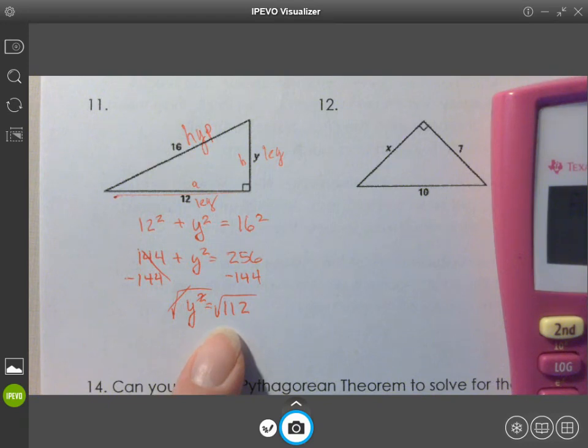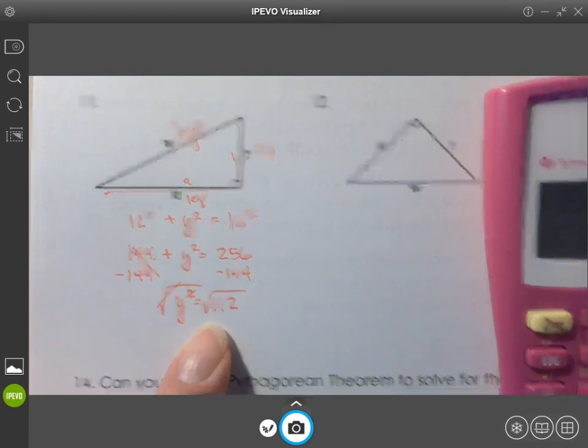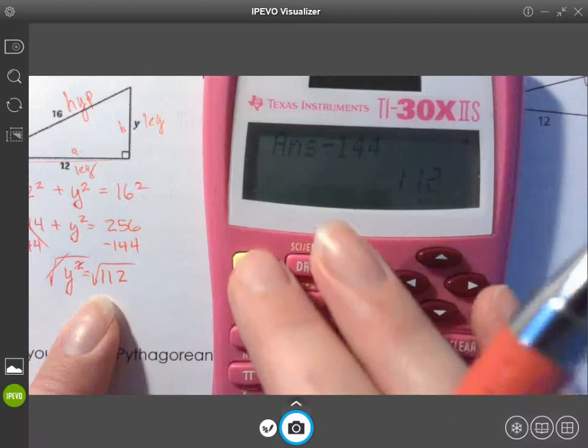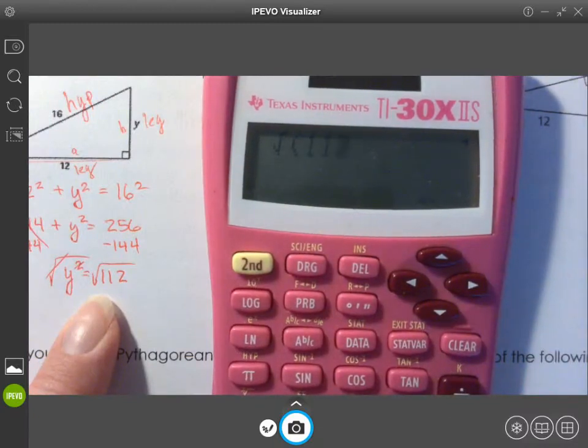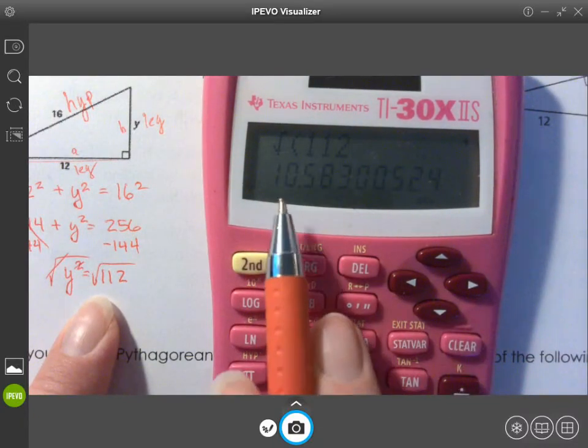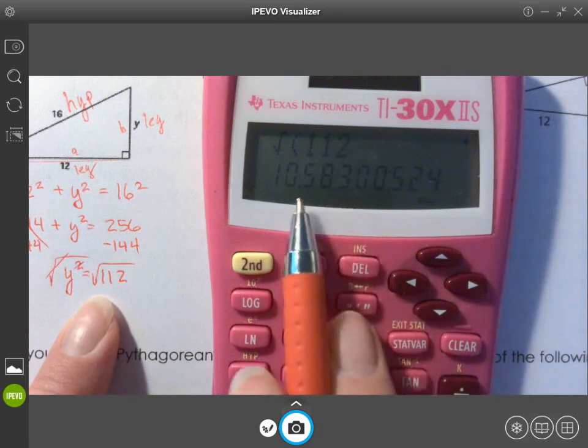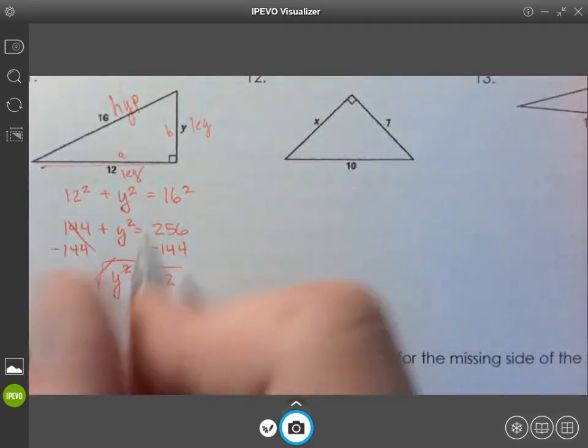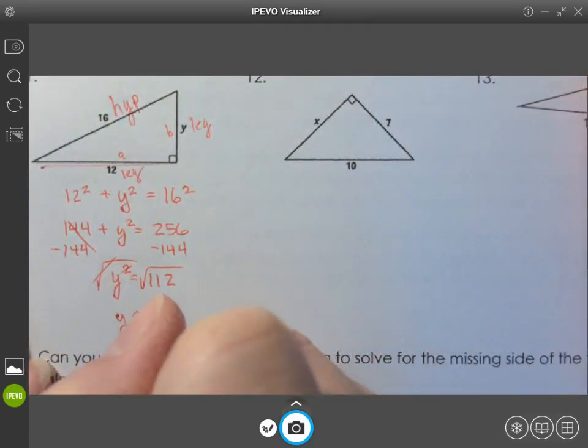So I know my answer will be between 10 and 11, but it's going to be a decimal. So I am rounding it. Square root of 112, and it is 10.583. So 10.58 is the nearest hundredth. I'm going to go ahead and put that approximately equal to.